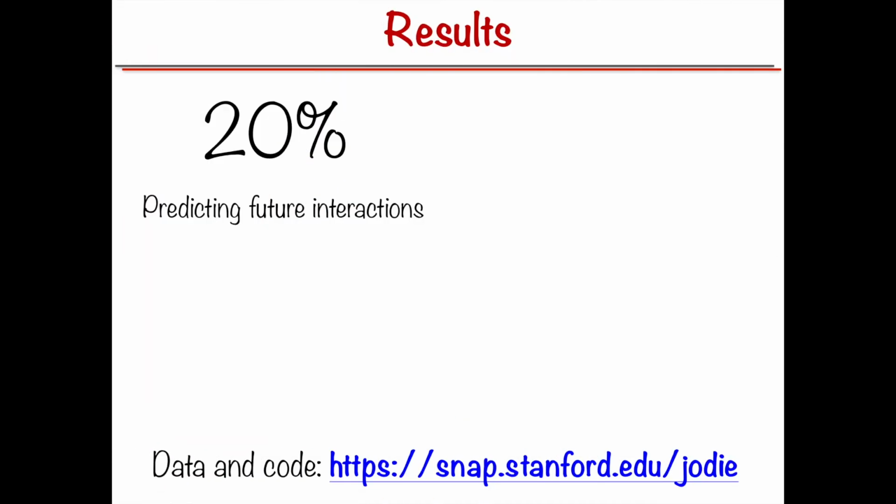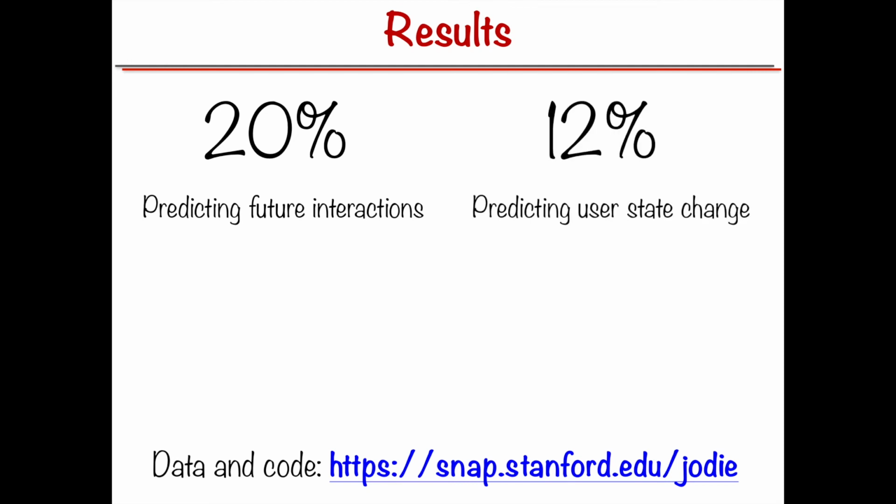In our experiments, we show that JODIE is highly efficient in both recommendation and prediction tasks. It performs 20% better than state-of-the-art algorithms in predicting future interactions, and 12% better in predicting the change in state of user, where we show that JODIE can predict when a student drops out of a MOOC course and when users turn malicious in online platforms.